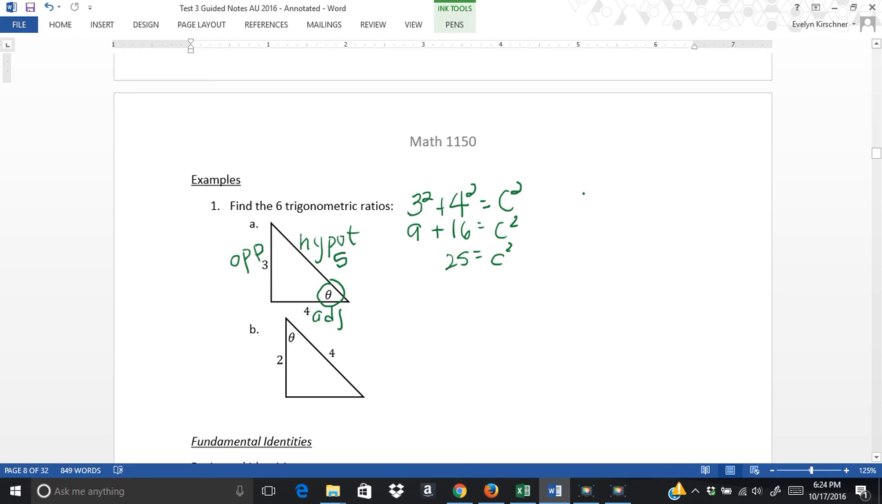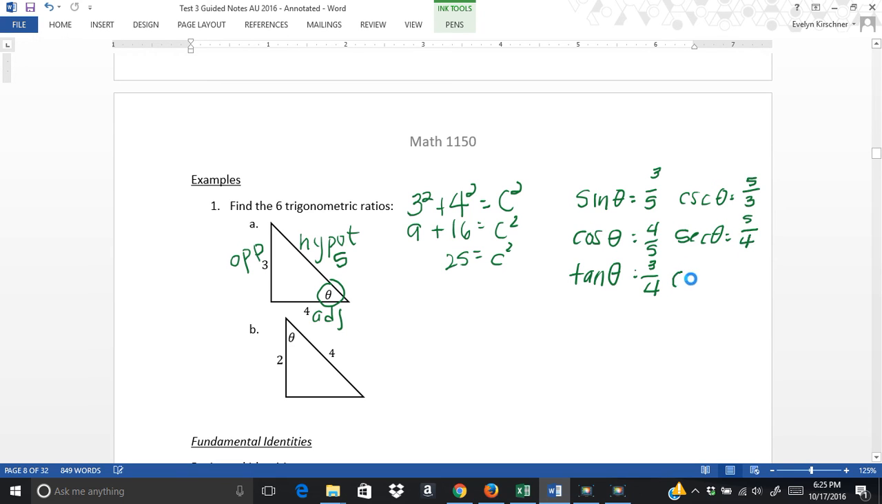There's no negative lengths. So my sine of that angle is opposite over hypotenuse. My cosine of that angle is adjacent over hypotenuse. My tangent of that angle is opposite over adjacent. My cosecant of that angle is hypotenuse over opposite. My secant of that angle is hypotenuse over adjacent. And my cotangent of that angle is adjacent over opposite. And notice that these are all reciprocals. We'll talk about that later.